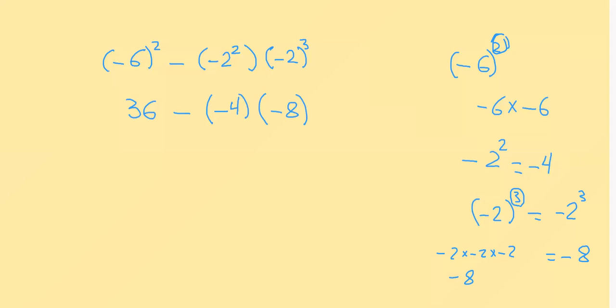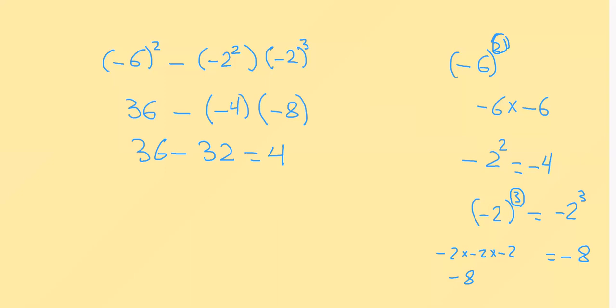So now this is what you get here. And now 36 minus -4 times -8 is just going to be positive 32. And now the answer here is 4. And that's just to clear for students who struggle with squaring negative numbers.